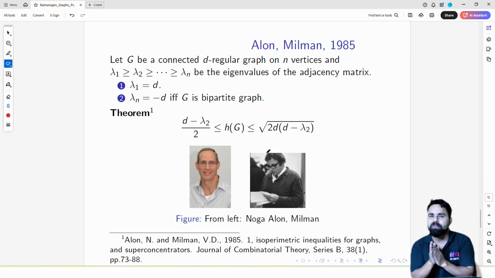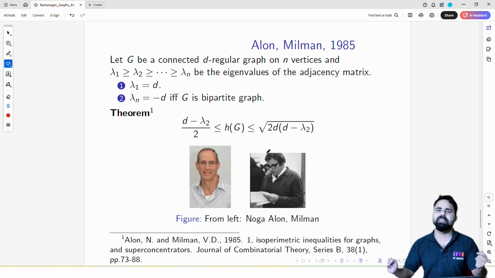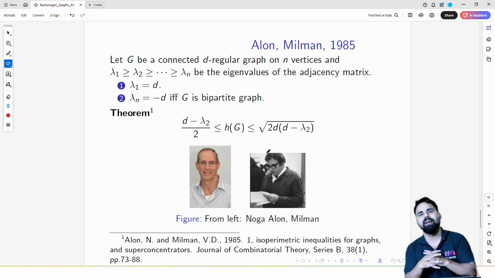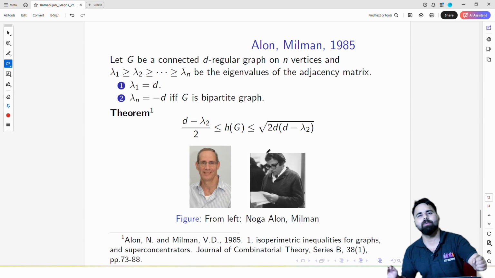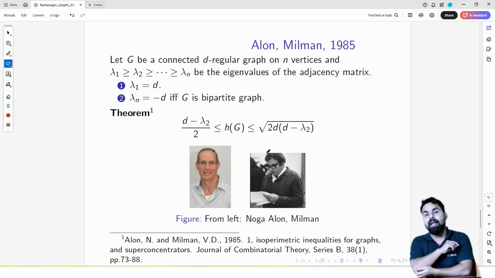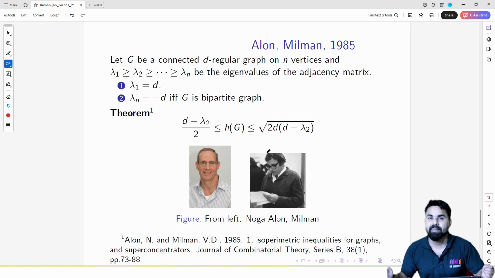Now there is good news for us. h(G) is a computationally very hard problem, with no polynomial time algorithm, but fortunately two mathematicians, Alon and Milman, in 1985 gave very nice bounds on the expansion ratio for a d-regular graph. Remember, if it is d-regular, the largest eigenvalue is by default d. The second largest eigenvalue we call lambda 2. By the way, we have also seen that lambda n equals minus d if and only if G is bipartite, when this d-regular graph is connected.